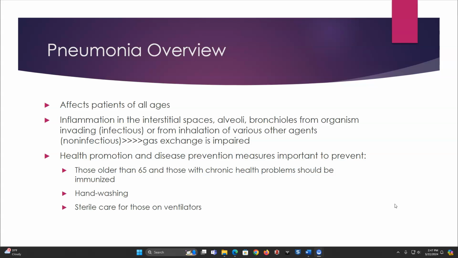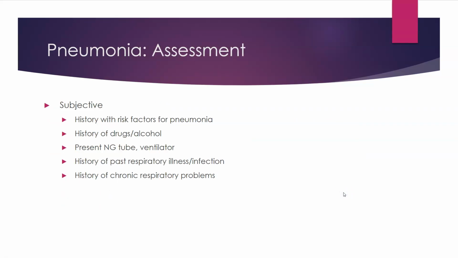So with this, it's health promotion for some of the stuff. Those that are immunocompromised or at severe risk, and those that are 65 or older may qualify for immunization. Hand washing is paramount once again. It's nursing, so we have to be washing our hands and caring for those patients. And for people on ventilators, we want to use aseptic technique and good practice to avoid ventilator-assisted pneumonias.